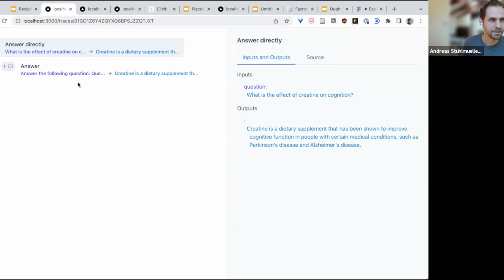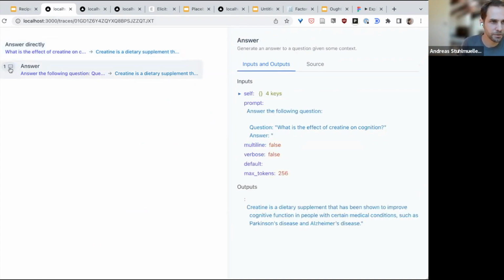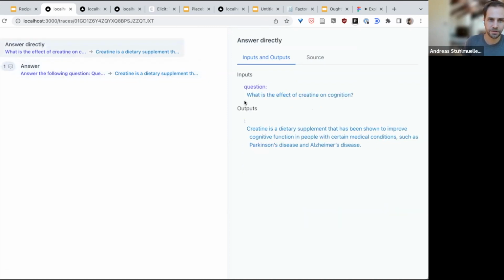So I generated this trace almost literally by running the program on the slide I just showed you. Each node on the left is a function call. The top one is the top level function, and this one that has the little speech bubble icon is the language model call. You can click on them, and then on the right you can see the inputs and outputs. So here I ran the program on the question, what's the effect of creatine on cognition?